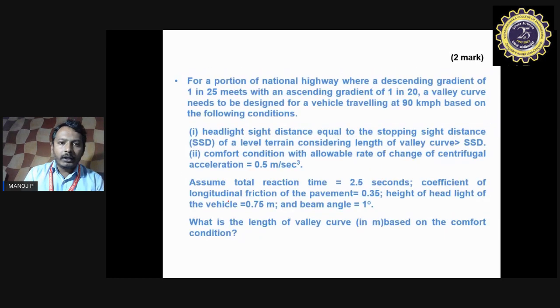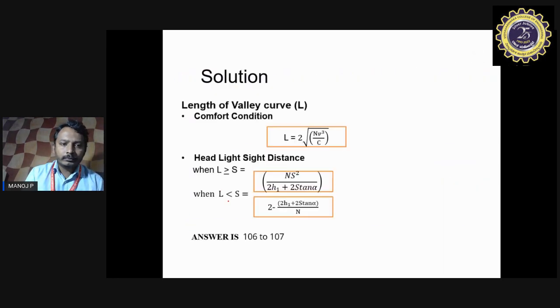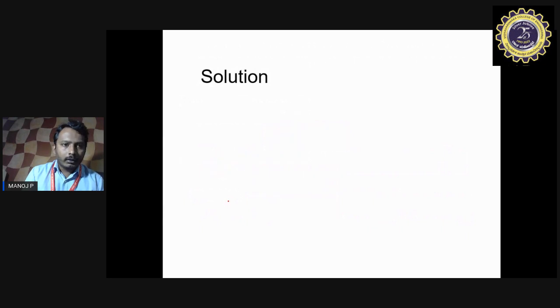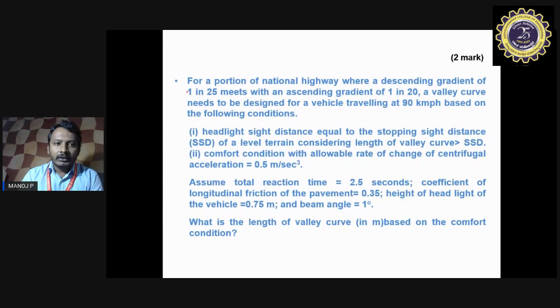This is the last question. You may get a question like this. They will give you a gradient 1 in 25 meeting with an ascending gradient of 1 in 20. A valley curve needs to be designed for a vehicle traveling at 90 km per hour based on the following condition. Here they have given both headlight sight distance as well as comfort condition. Gradient is also given, N1 and N2. N1 is 1 in 25, N2 is 1 in 20.